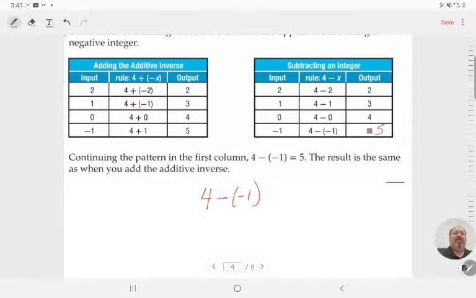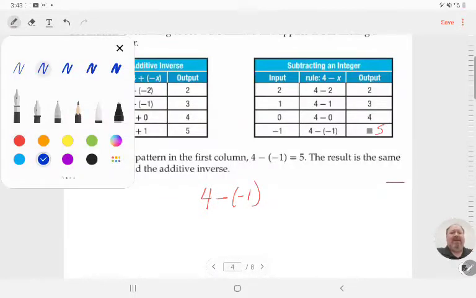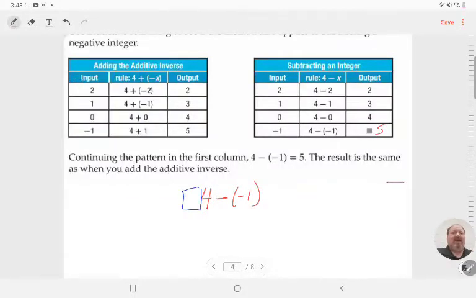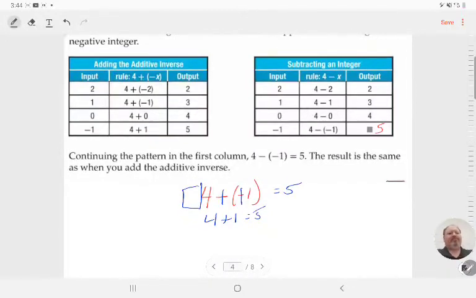So you may or may not have heard something called keep, change, change. What that basically means is I can keep whatever the sign is on the leading term and then change the signs in between. Just kind of helps me remember that when I have two negative signs together, I will change those to a positive sign. So this would become 4 plus 1, or 5. Okay, so keep, change, change.